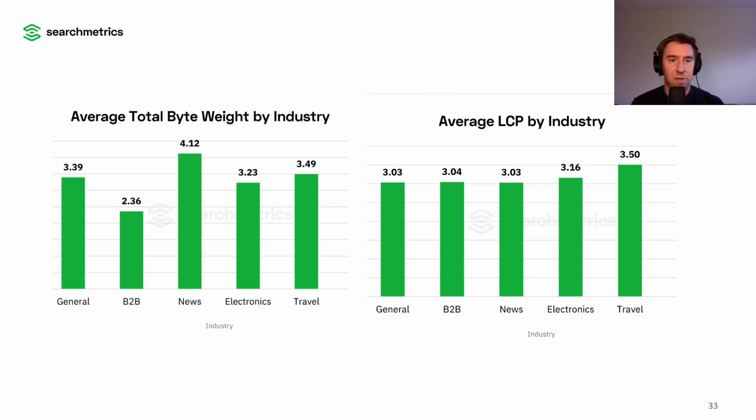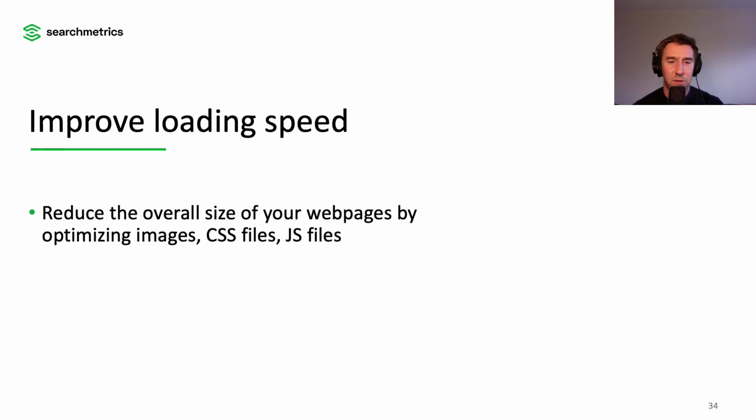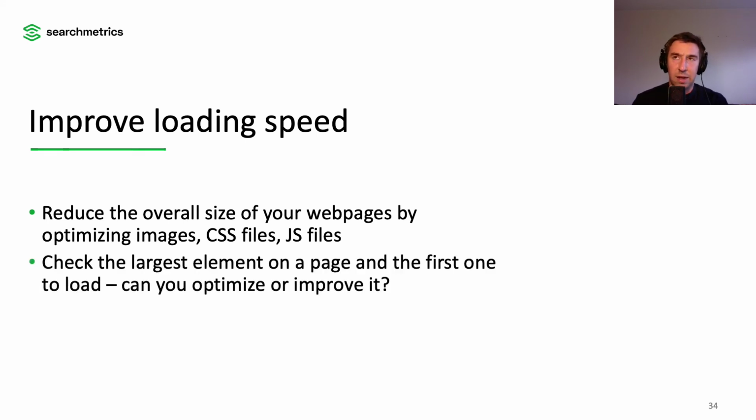And on the right, we can see the average LCP. Remember, a good LCP is just 2.5 seconds. All those industries, again, this is just the top 20 websites, are well outside of that benchmark. So what can you do to improve and be ahead of the pack? Try and reduce the overall size of your web page. You can do things like optimize images, CSS files, JavaScript files. Check the largest element on your page. What is it, and can you find a way to optimize it?